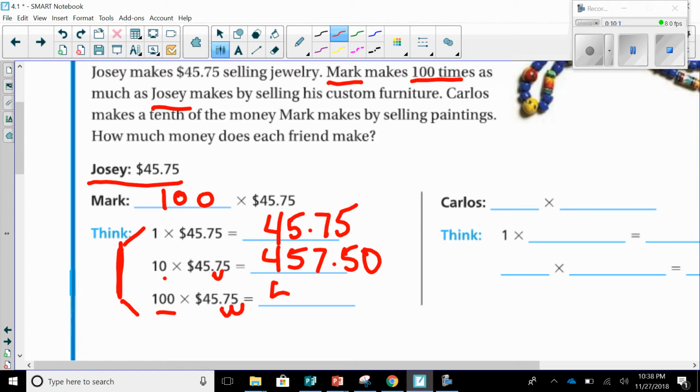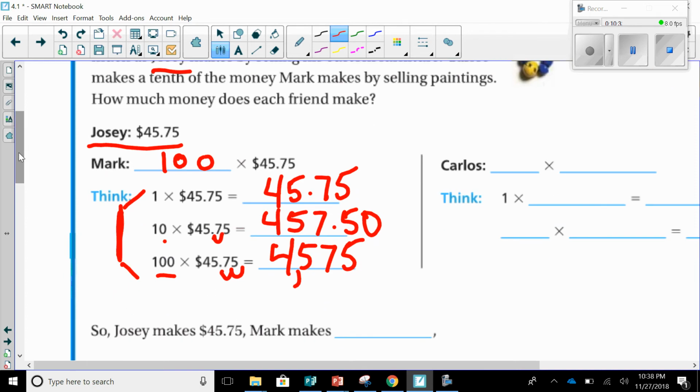So my new number would be 455. I'm going to add that comma in there. So it's $4,575. Okay, I'm going to scoot this down a little bit. You won't be able to see the whole thing, but it says Josie makes $45.75.